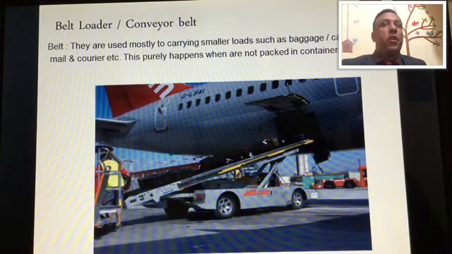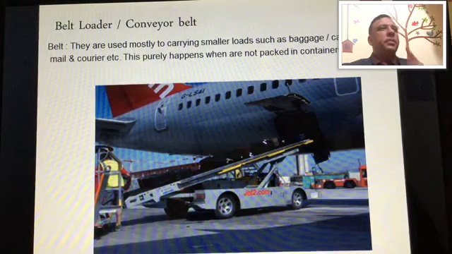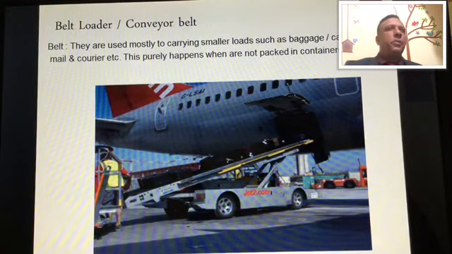I'm discussing a topic on airport ground handling. Today's topic we'll be discussing more on a belt loader, or conveyor belt. What is a belt loader? We'll be discussing more of topics related to ground handling. Today we're starting from the belt loader. It's a part of the ground handling activity which takes place.